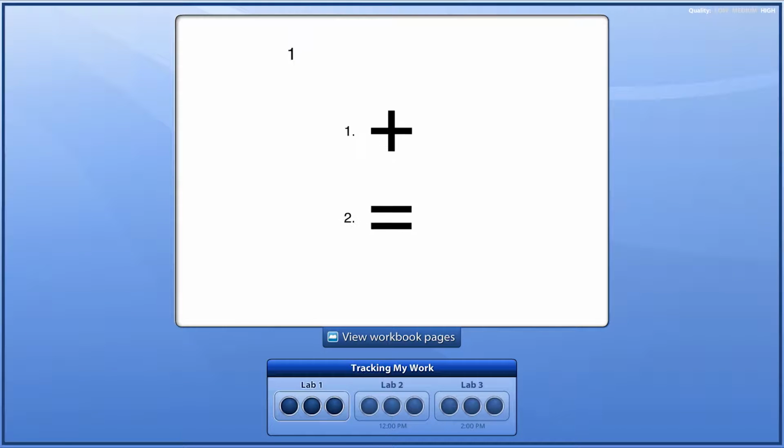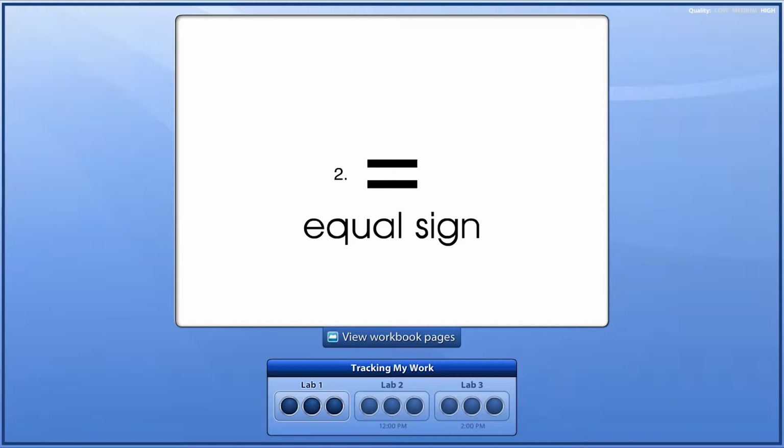Now the next sign is the equal sign. That's next to the number 2. You see two flat lines, one on top of the other. That's called an equal sign. Please say equal sign. Look at it and say it again. Equal sign.